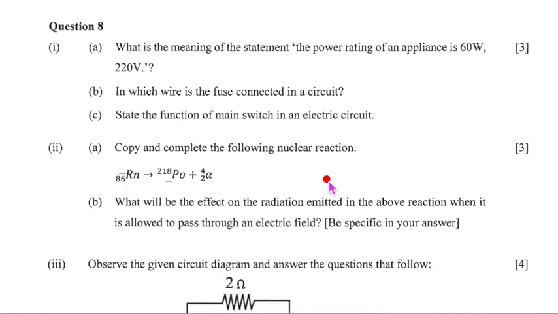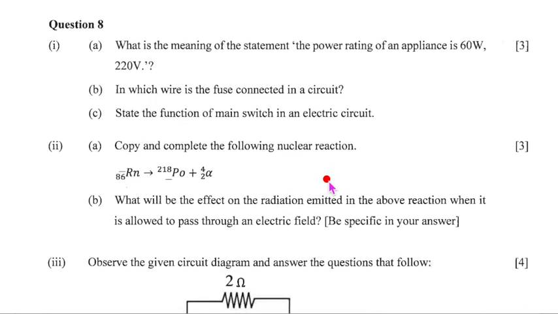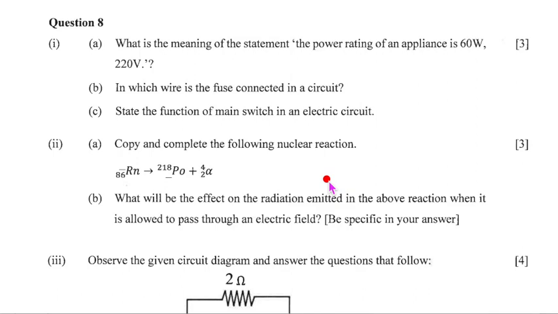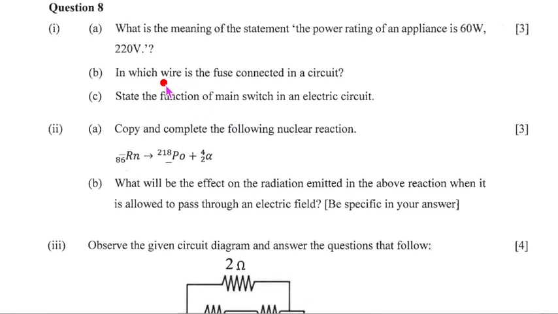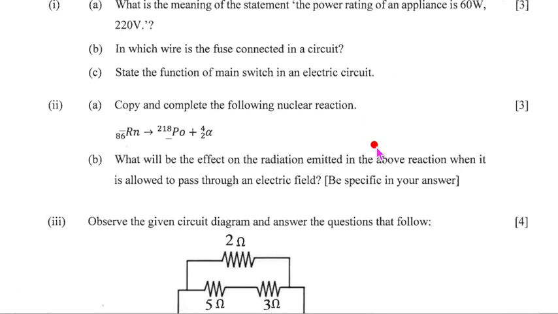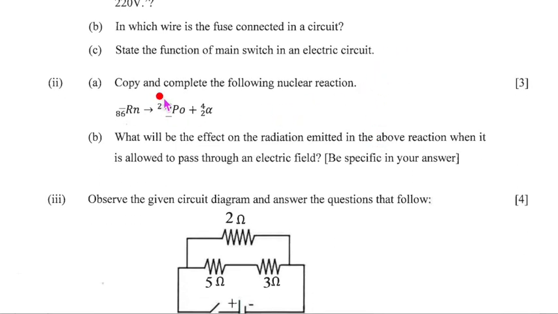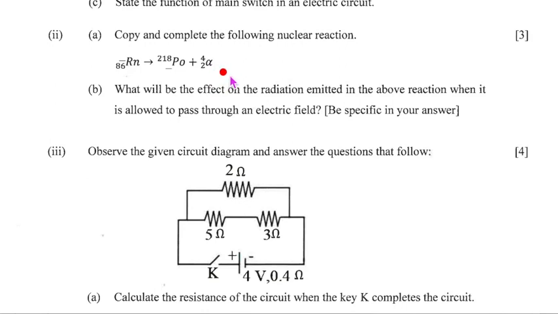Let's come to question number 8. Now we need only one question so that we can complete our 4 questions, right? What is the meaning? This is a straightforward question. Yes, we can do it. Wire where the fuse is connected is live. State the function of main switch. This also you can do it. It's a direct question. Copy and complete. This reaction also is doable.